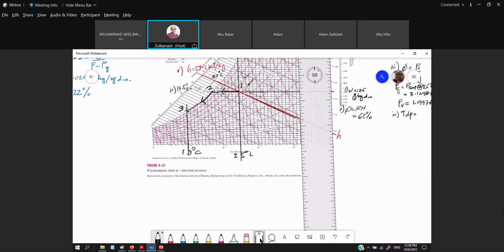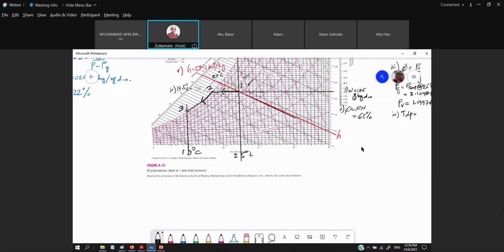So the first question that we need to know is what is the omega 3, what is the omega 2, or in this case the omega 1 is equal to omega 2. In this case, we are going to have omega 1 equal to omega 2.